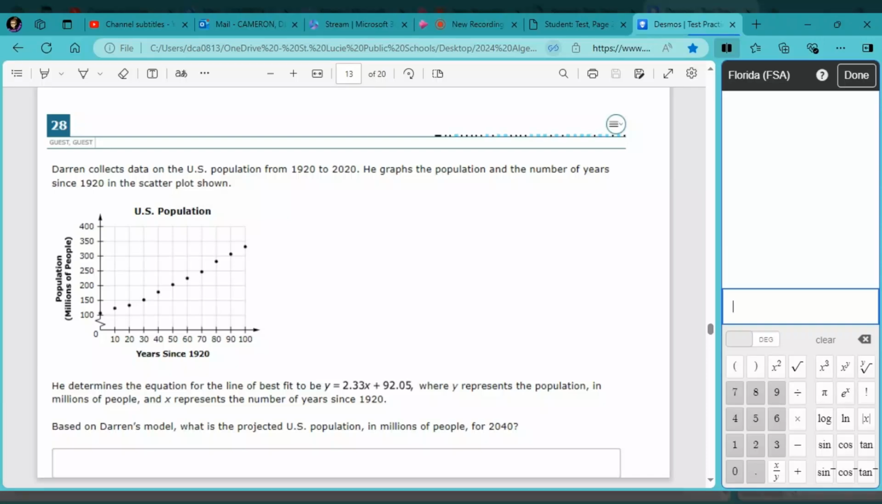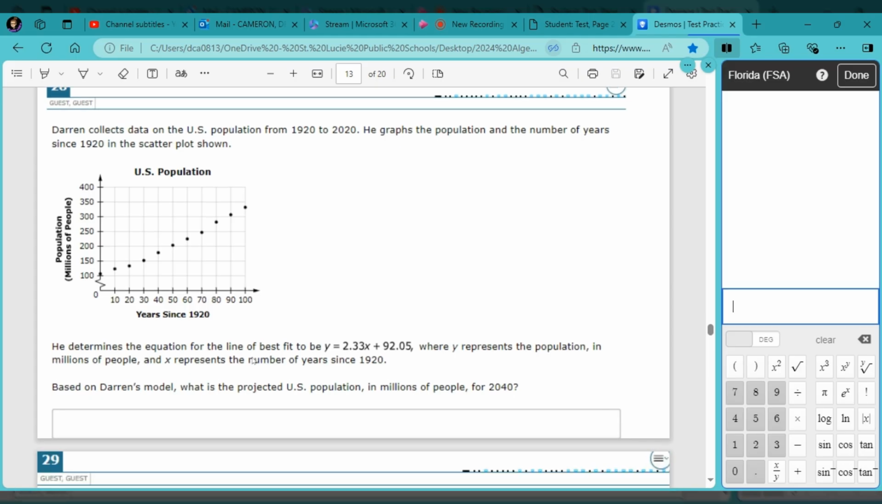All right, guys, we are moving on to question number 28. This says, Darren collects data on the U.S. population from 1920 to 2020. He graphs the population and the number of years since 1920 in the scatter plot shown. He determines the equation for the line of best fit to be y equals 2 and 33/100 x plus 92 and 5/100, where y represents the population in millions of people and x represents the number of years since 1920.